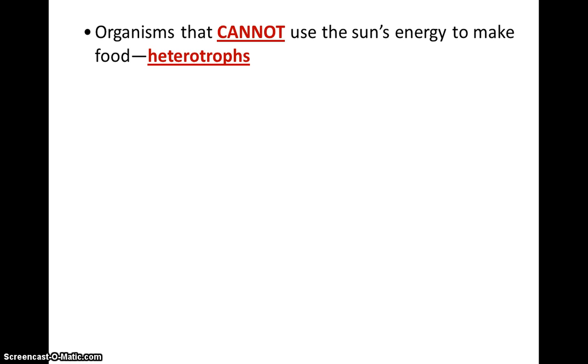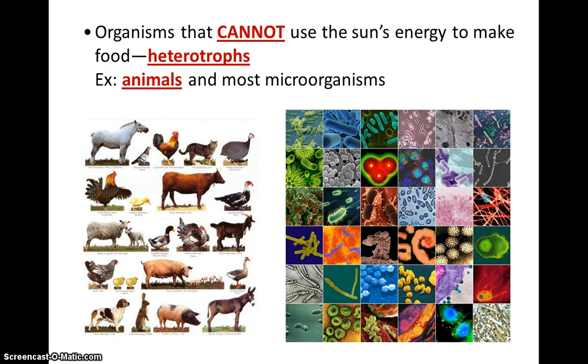Remember, heterotrophs are those organisms that can't use the sun's energy to make food. So these are not going to use photosynthesis. As a reminder, those are things like animals, us, and a lot of microorganisms. So a lot of bacteria are going to be heterotrophs. Again, these do not do photosynthesis.